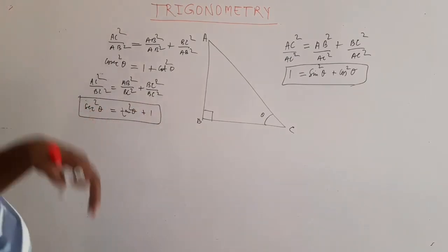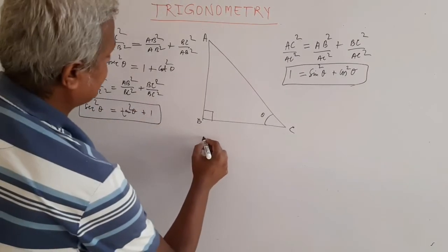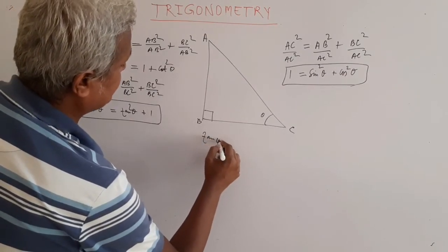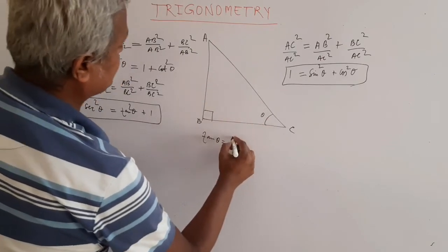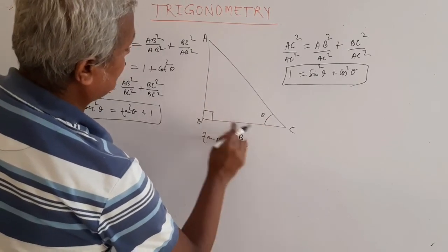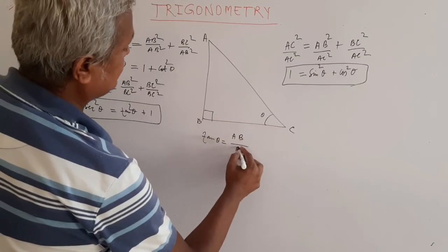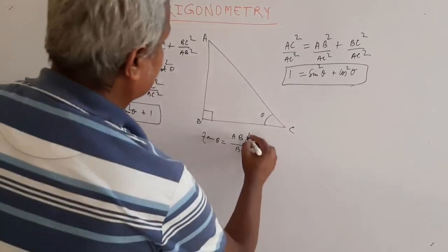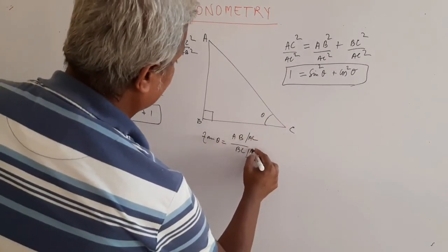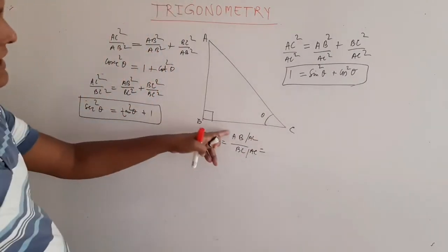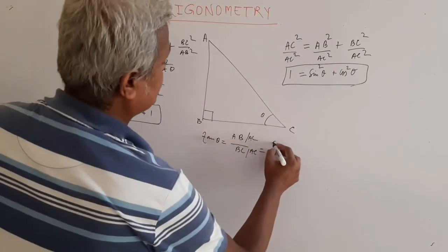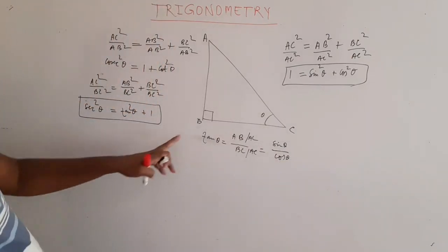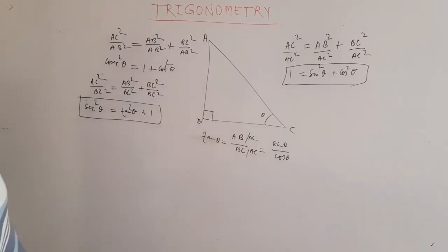Now the next relation is tan theta. I say tan theta is opposite upon adjacent, so it is AB upon BC. Now if I divide both numerator and denominator by AC, then AB over AC is sine theta and BC over AC is cos theta. So tan theta is sine theta over cos theta.